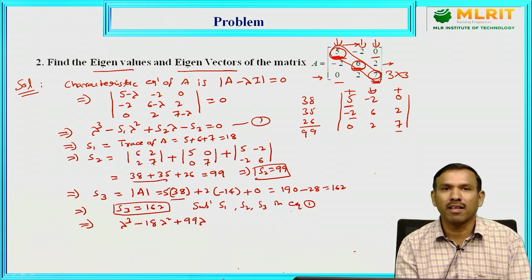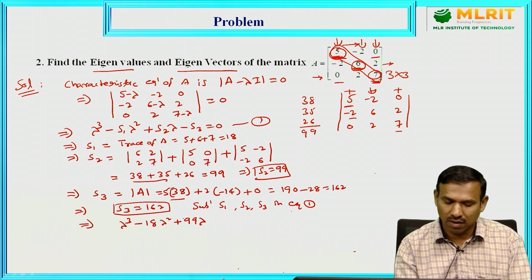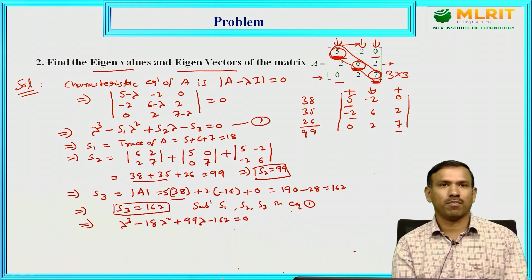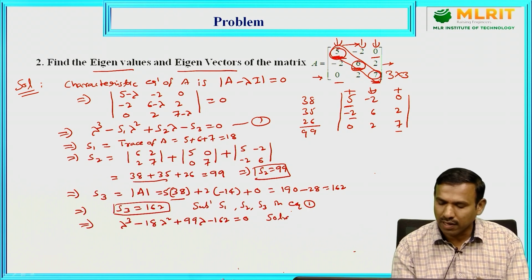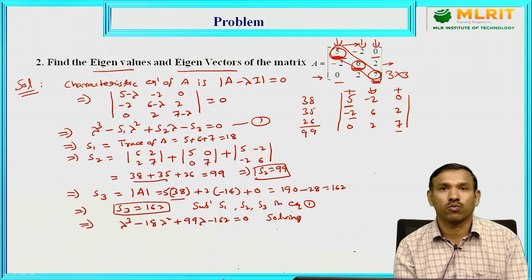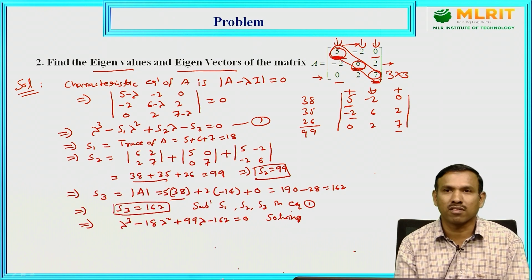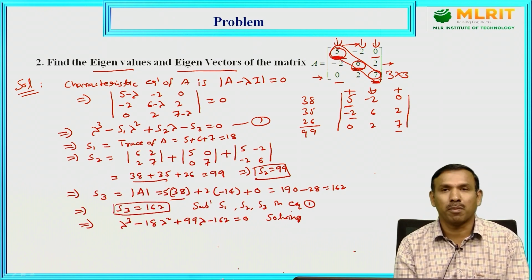Next, minus S3, where S3 is 162, equals 0. It is a cubic equation we need to solve. Solving here, I am giving the result directly. Students, in the last class we discussed how to find the roots of an equation. You can use the remainder theorem, factorization, synthetic division, or directly use the scientific calculator.